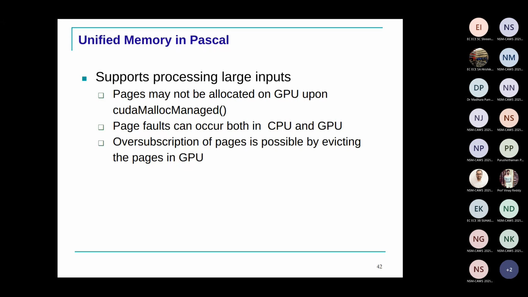Pages may not be allocated on GPUs upon cudaMallocManaged, and page faults can occur on both CPU as well as GPU. Oversubscription of pages is available by evicting pages on the GPU. When you say oversubscription, it means you can also access data that doesn't fit into the capacity of GPU memory. If the data doesn't fit into GPU but can fit into CPU, you can still access the data using this unified memory technology.